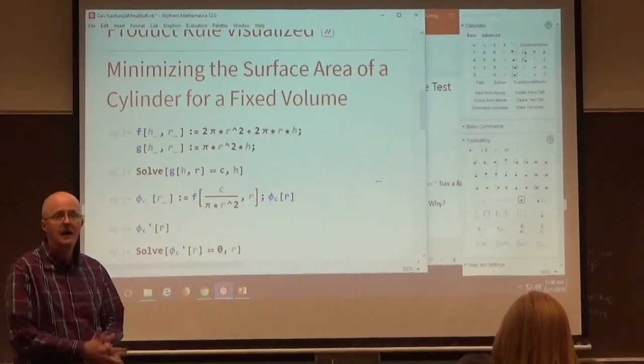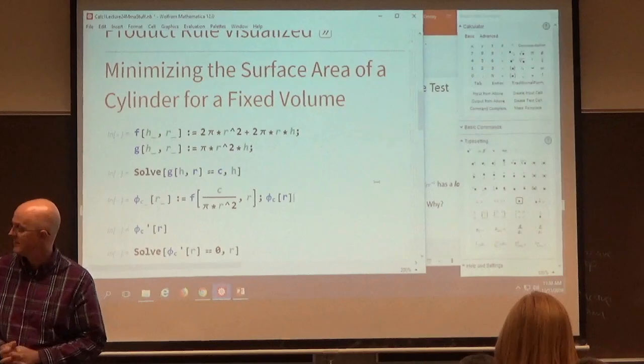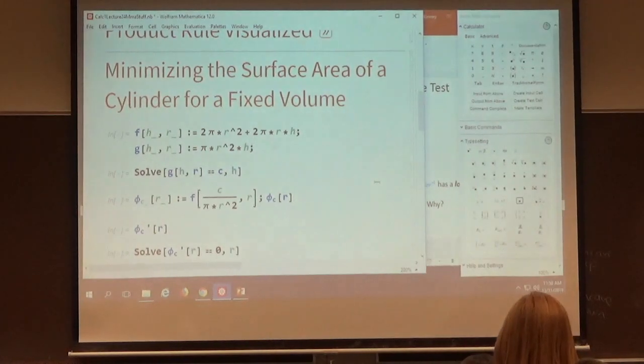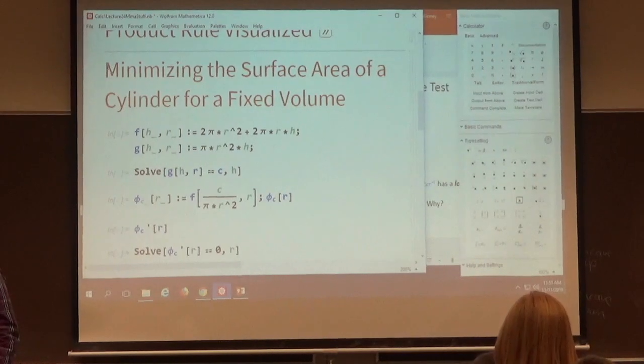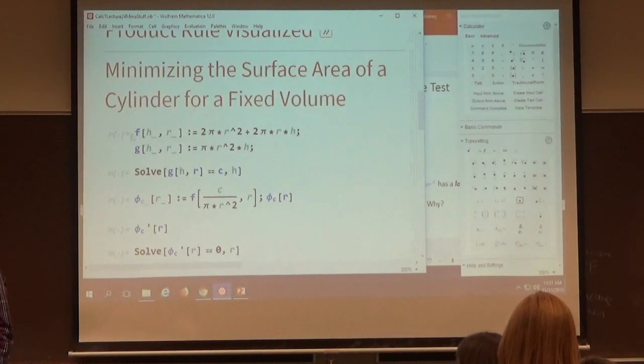All right, for lecture 24B, we're going to get into some Mathematica details here to start with. Again, your project should be using Mathematica. So we're, again, looking at the exact same problem here, minimizing the surface area of a cylinder for a fixed volume. Here I've got the functions.